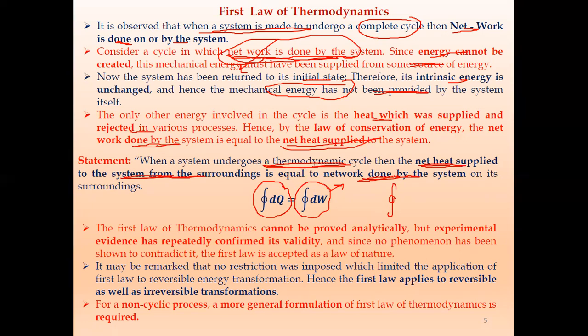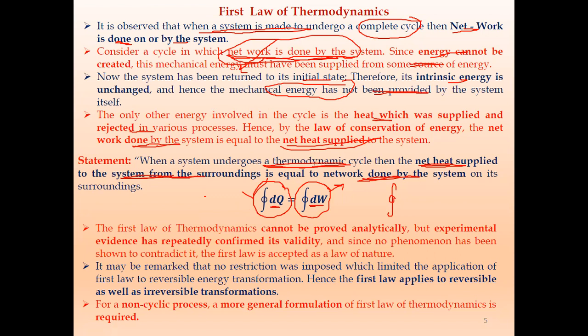So mathematically, we can say that the cyclic integration of dQ is nothing but the net heat supplied to the system from the surroundings, is equal to the cyclic integration of dW, which is the net work done by the system.